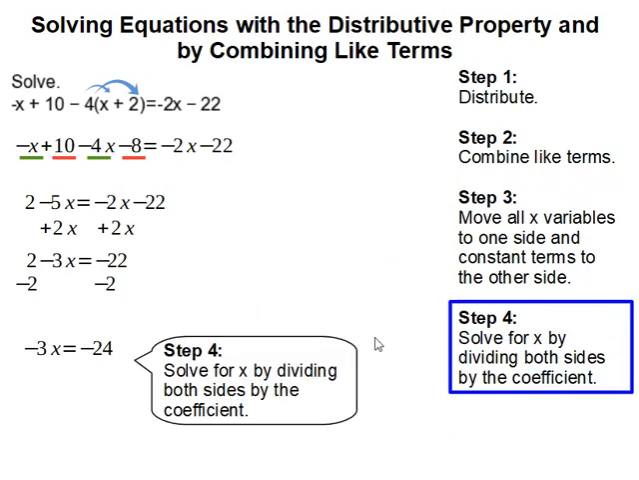Step 4. Solve for x by dividing both sides by the coefficient. So the coefficient of our variable is negative 3. So I'm going to divide both sides by negative 3 to cancel the coefficient out. And that will leave me with negative 24 divided by negative 3, positive 8. So x equals 8 is my answer. And that completes our problem.